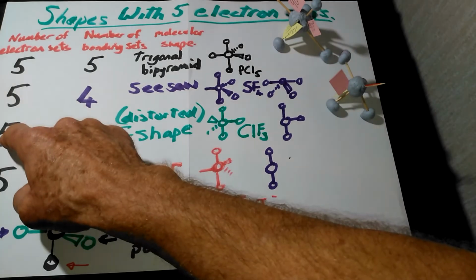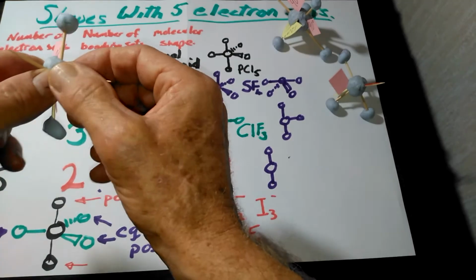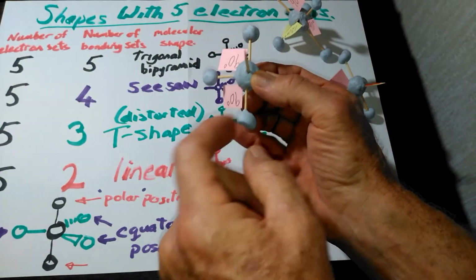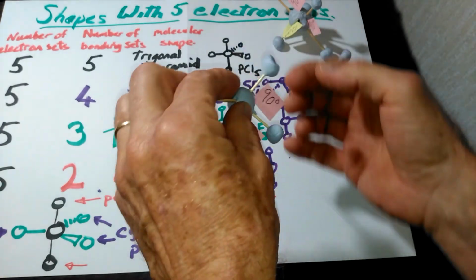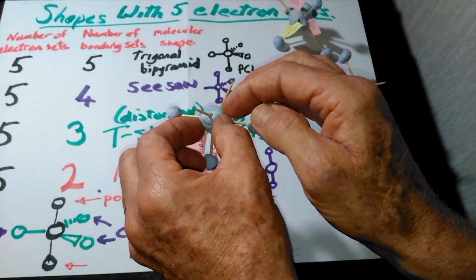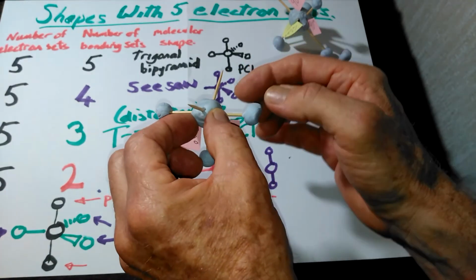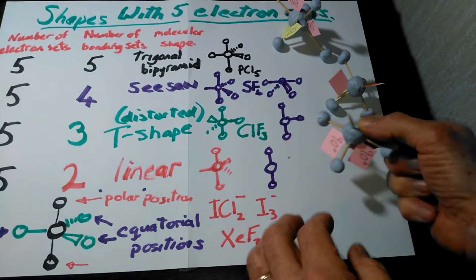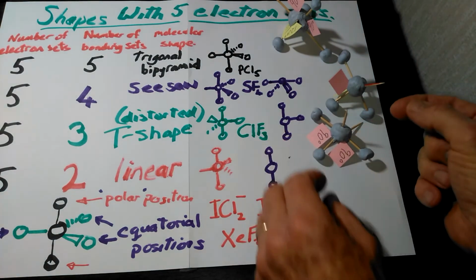Moving on, we have 5 electron sets and 3 of those being bonding. We move to a T shape. So here we have that situation. Still got our 5 electron sets, 1, 2, 3, 4, 5, represented by the toothpicks, and that gives us our T shape here, and we have 2 non-bonding sets here. And as we know, the effect of these 2 non-bonding pairs will actually push those bond angles down below 90 degrees and close them up a little bit. So that is the T-shaped molecule.